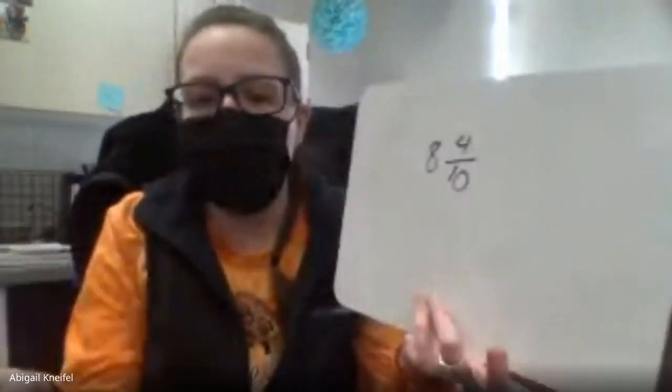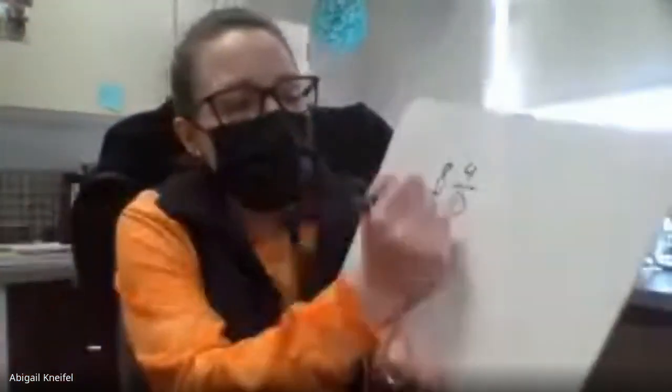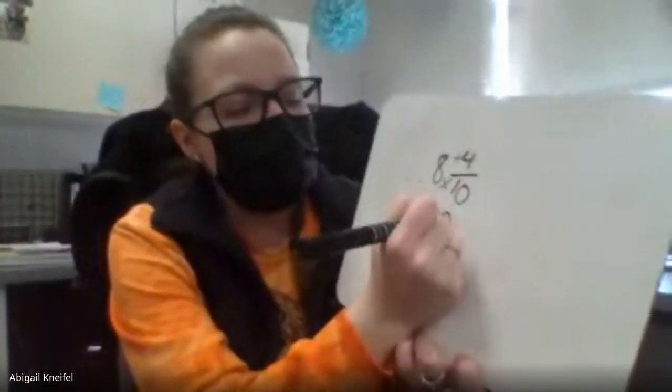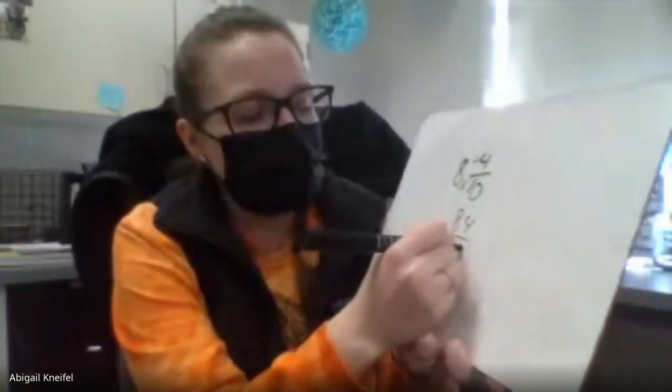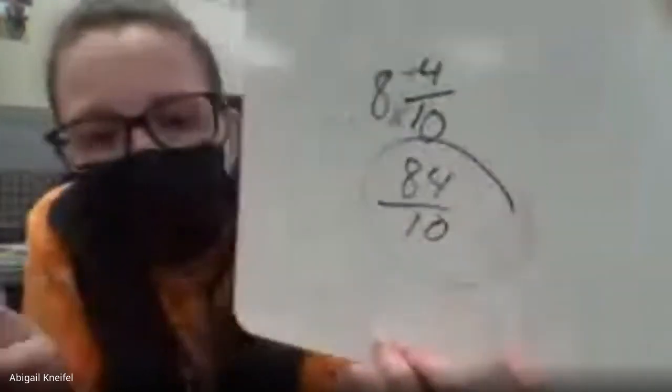One thing that I learned about mixed numbers with a denominator of 10 is that all you really have to do is make the whole number into like a numerator. Yep, and then add the numerator. All right, so you should have done 8 times 10, which is 80, plus the numerator. You should have gotten 84/10. Show me your board. Did you get 84/10?